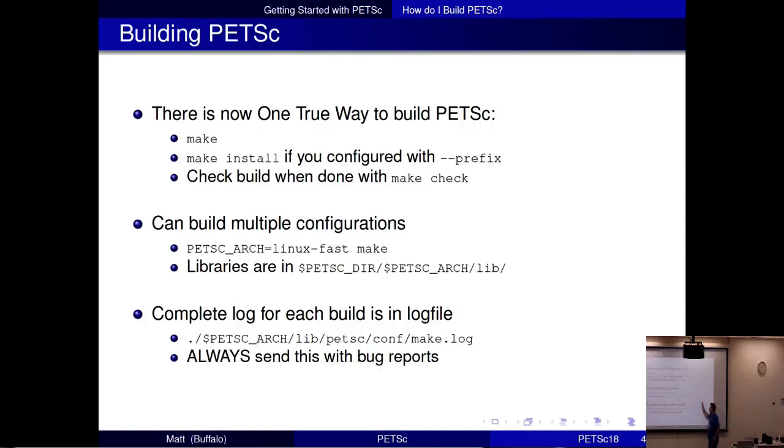You can build, as I said, with multiple configurations. You just change this environment variable. If you don't give it the environment variable, it will build the last configured arch. And there's always a log, and we now put all the logs in arch name, lib, PETSc, conf, logs. So configure.log, make.log, they're all in there. And so we're not polluting the top-level directories with these things.